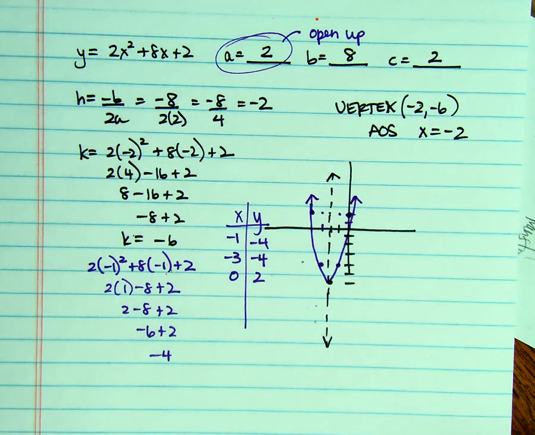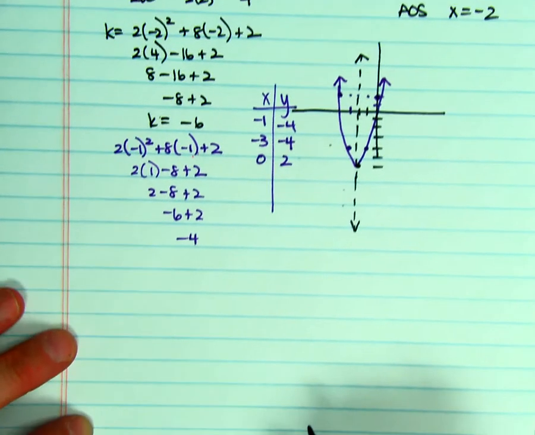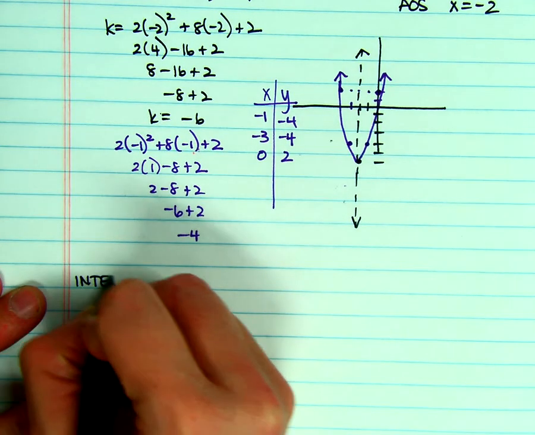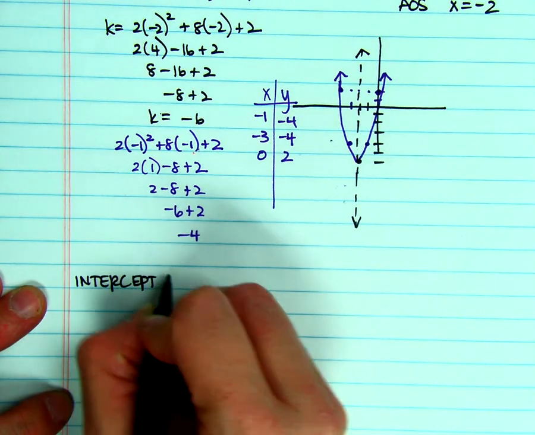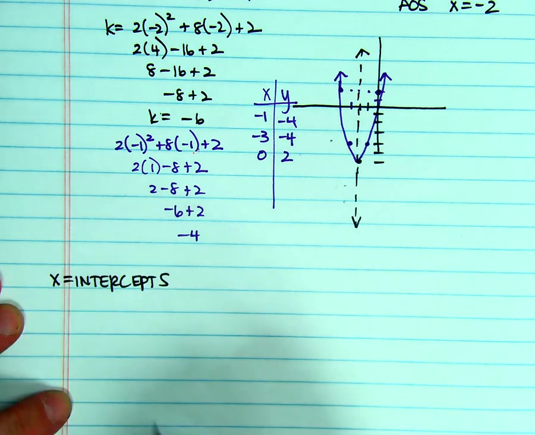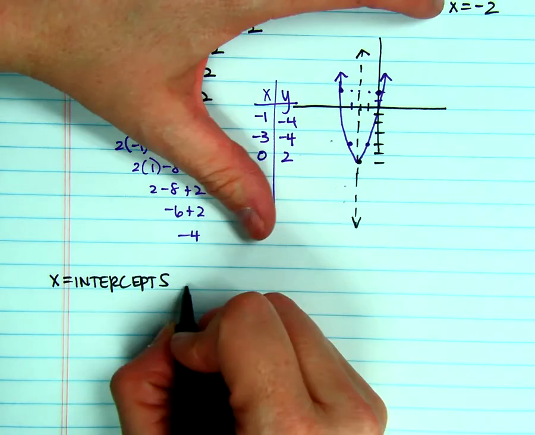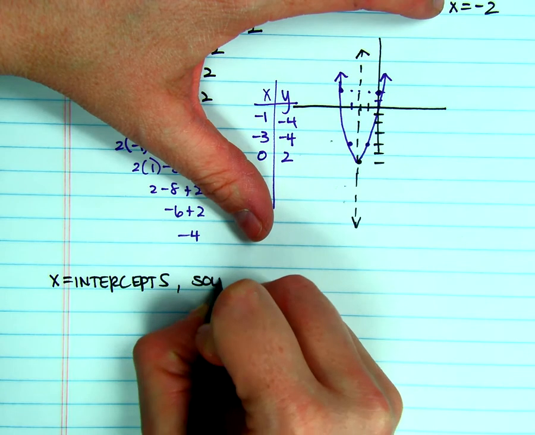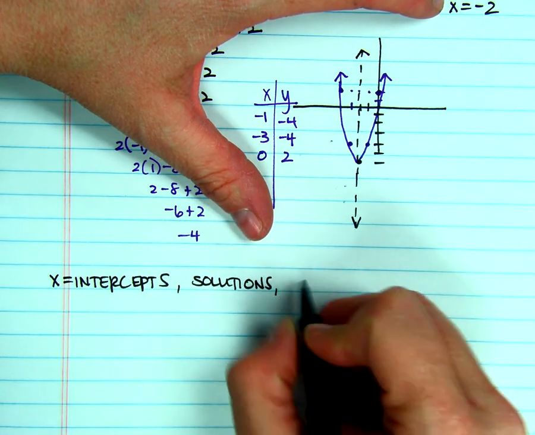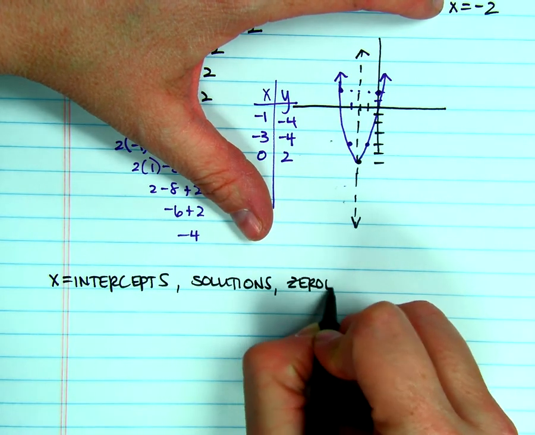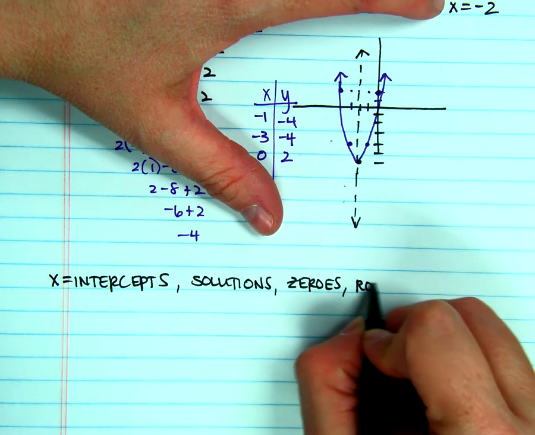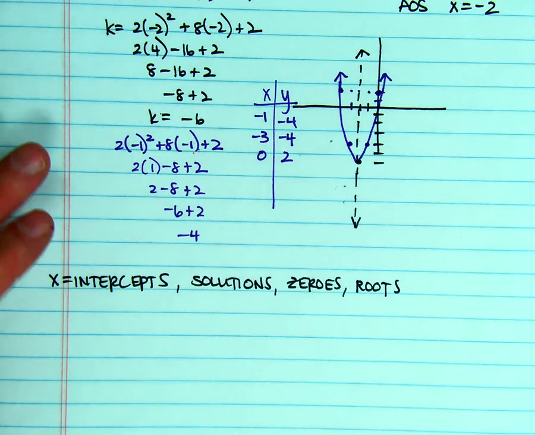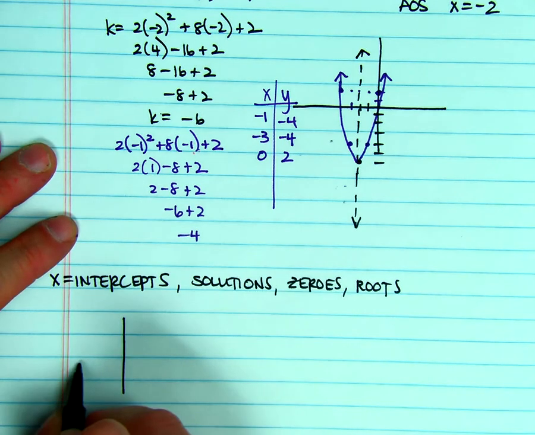Okay, so what we're going to do now is we're going to kind of step it up a little bit, and we are going to work on intercepts. So there's different situations with intercepts. We are mainly talking about x-intercepts, and there's another name for those. They are called solutions. They are called zeros. And they might even be called roots. Okay? So what we're looking for is, here's 3 different situations.